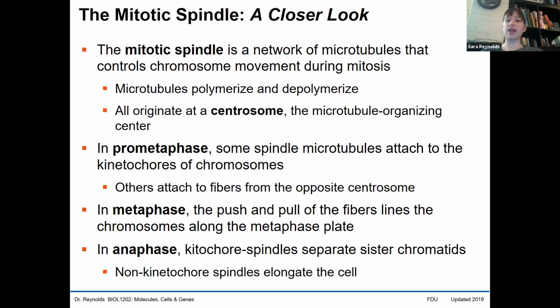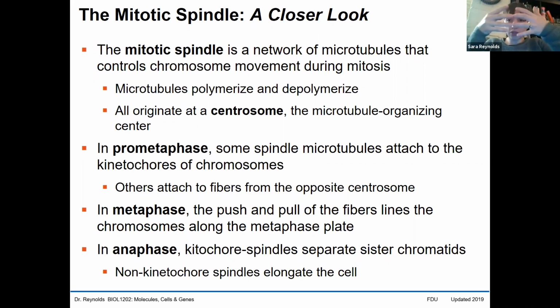In prometaphase, some of those spindle microtubules will attach to kinetochores of chromosomes, and others are going to actually attach to the fibers of the opposite centrosome. So the idea being some of them are responsible for the tugging back and forth that aligns all of those chromosomes in metaphase. And remember, if you're not attached to both poles, you won't actually reach the middle. So it's an important checkpoint in mitosis.